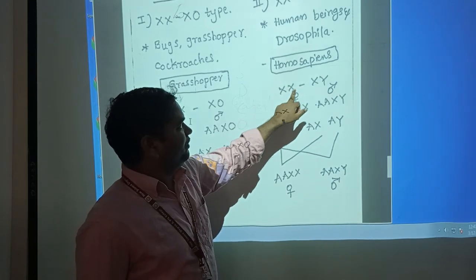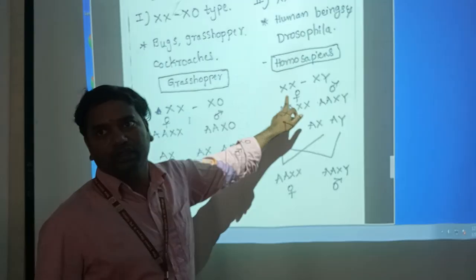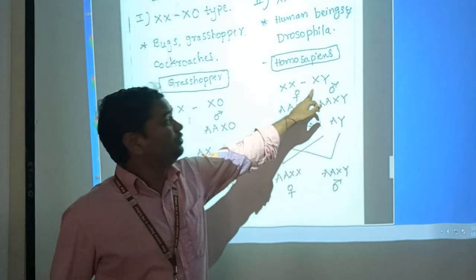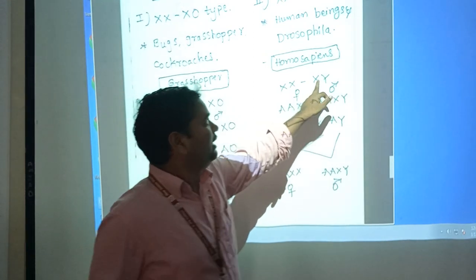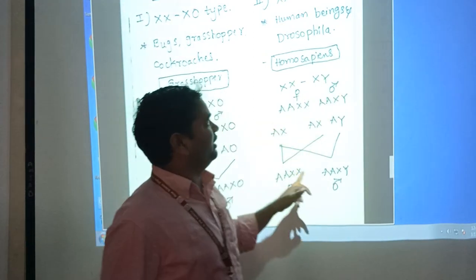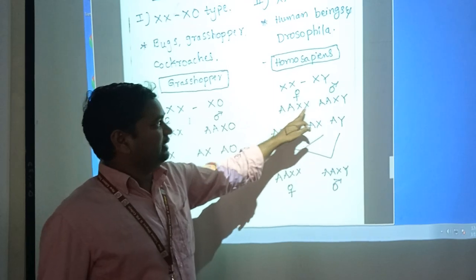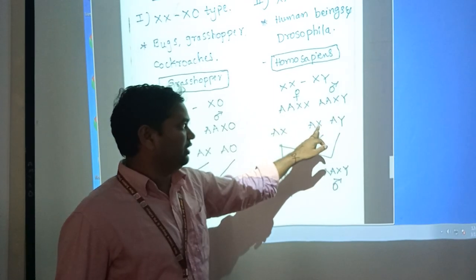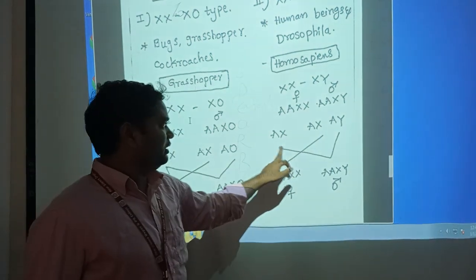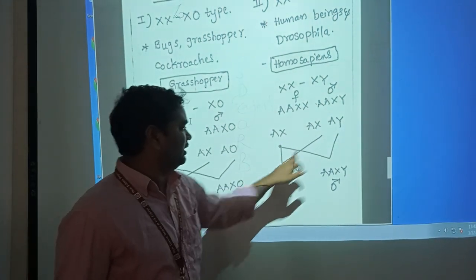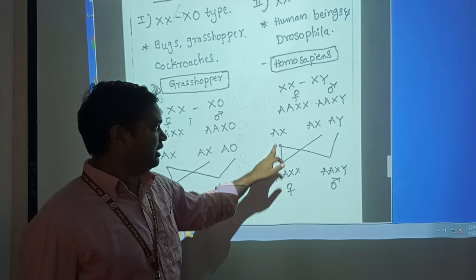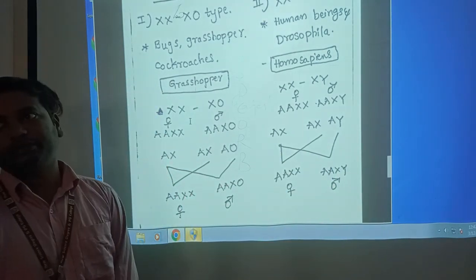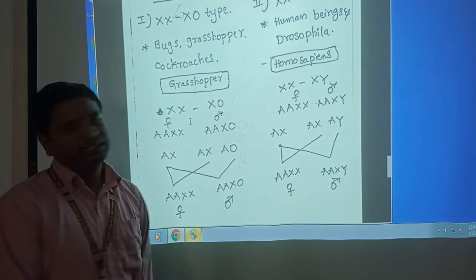The human egg, the female egg, has two sex chromosomes, X and another X. The human male sperm, XY, are half X and half Y. After that, AAXX and AAXY. This AX is common, while this one is hetero, different, AX and AY. This first one, AAXX, is female and AAXY is male. So 50% male, 50% female chance.